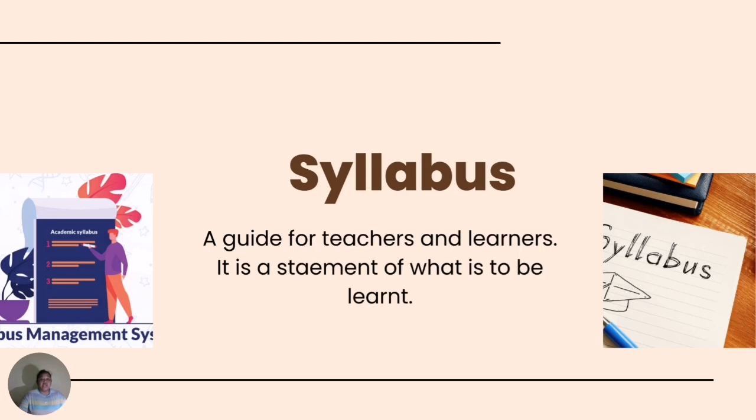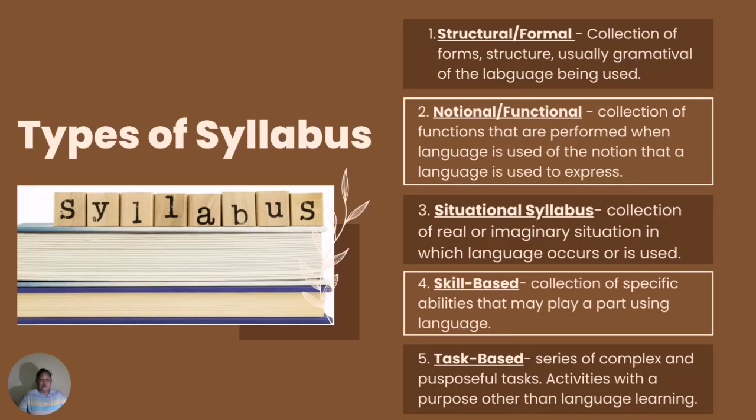So inside the syllabus are a list of objectives that the students and the teachers need to comply with at the end of the semester. What are the types of syllabus? There are five. The first one is the structural or the formal, a collection of forms and structures, usually grammatical, of the language being used.